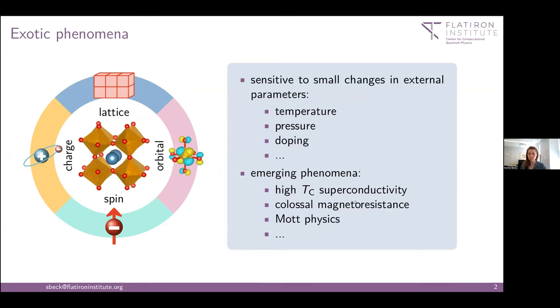And so what makes these materials interesting for this purpose is that their electronic properties are described by a complex interplay between lattice, spin, orbital, and charge degrees of freedom. And this makes them very sensitive to small changes in external parameters, such as temperature, pressure, or doping. And so many of these materials, as Antoine pointed out in several slides, have rich phase diagrams and emerging phenomena such as high Tc superconductivity, colossal magnetoresistance, or Mott physics.